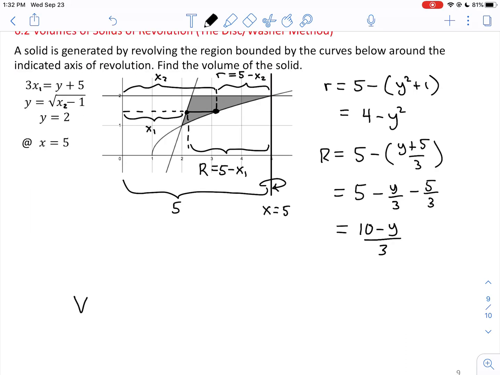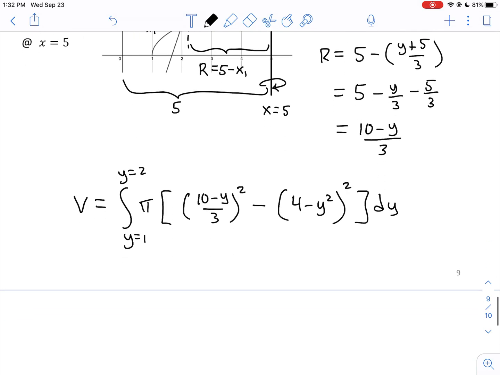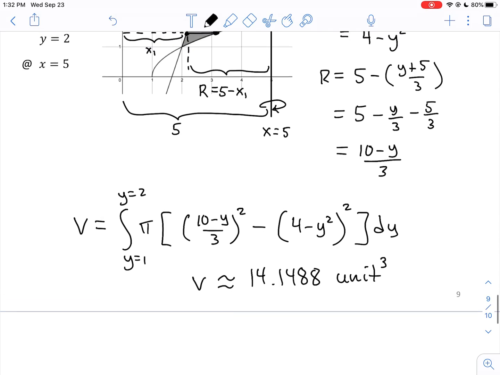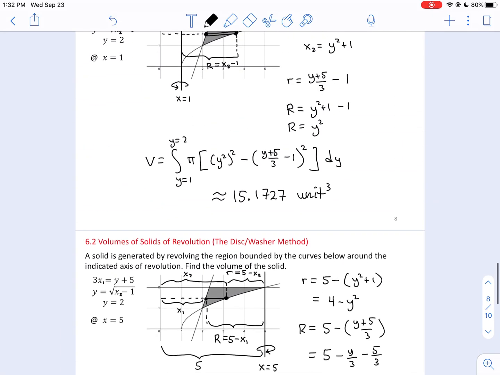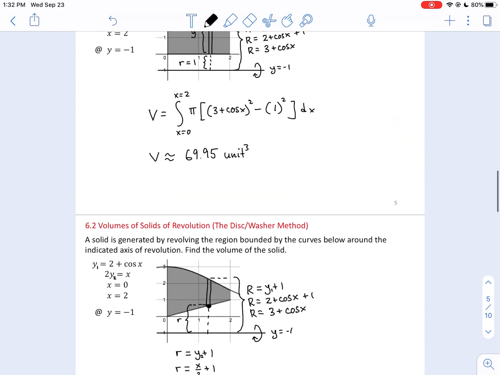And so our volume will be an integral from y equals 1 to y equals 2, pi times brackets, big R, which is (10 minus y) all over 3, squared, minus little r, which is 4 minus y squared, and that needs to be squared, and the brackets dy. There's our integral, and the volume in this case turns out to be about 14.1488 cubic units.